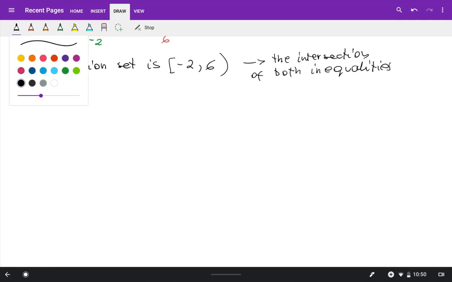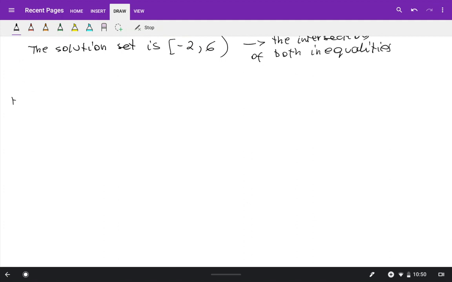Let's do a different example. Let's do B. We have 3.2y minus 2.4 greater than 16.8 and negative 4.1y greater than or equal to 8.2. So we're looking for the intersection. Okay, so first what we're going to do, we're going to solve two inequalities.